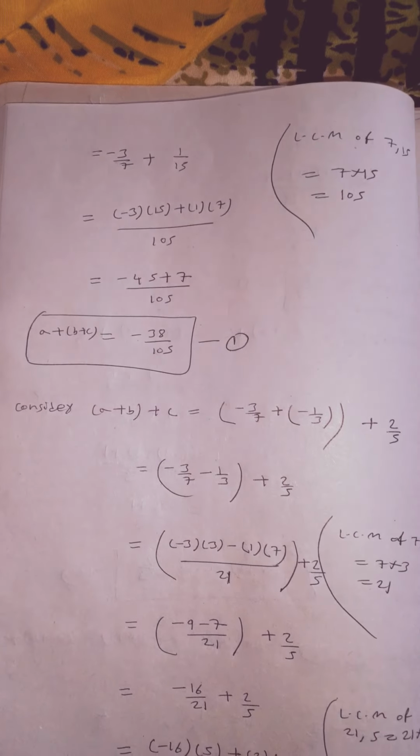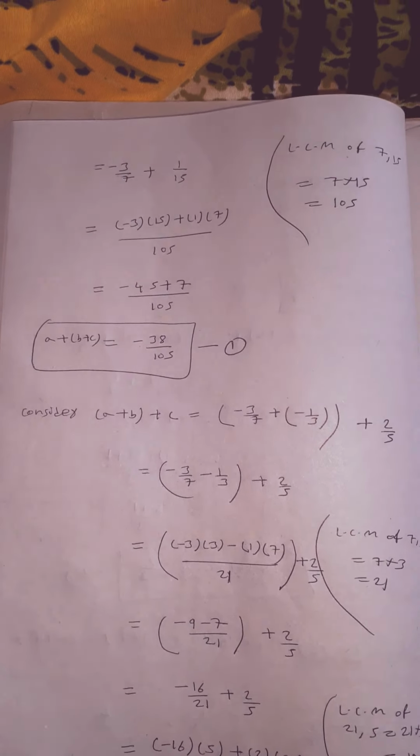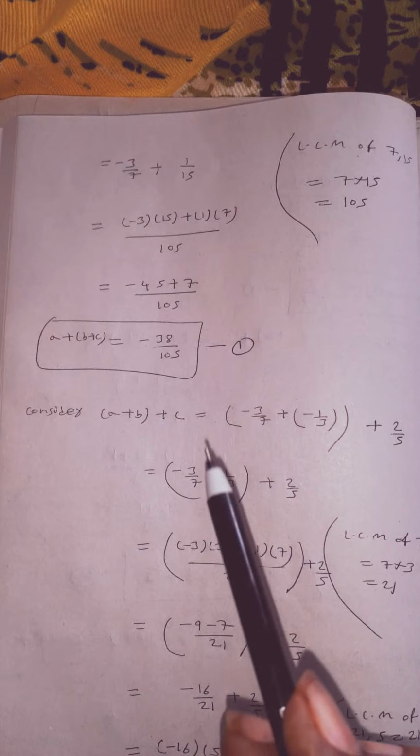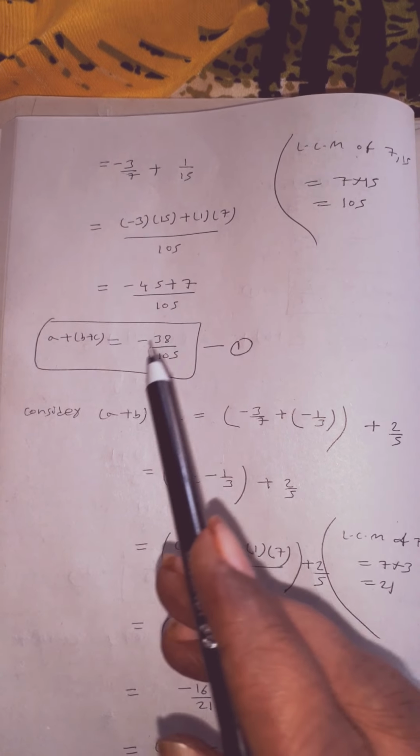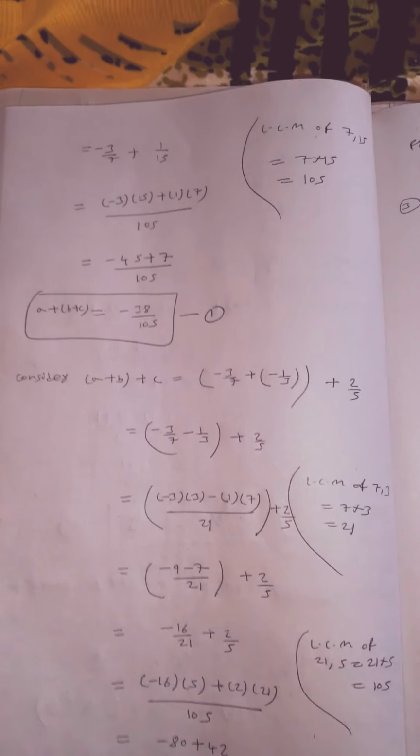So minus 45 plus 7 how much, children? The big number is having the minus symbol. So here 45 minus 7 is 38, means minus 38 by 105. Equation number 1.